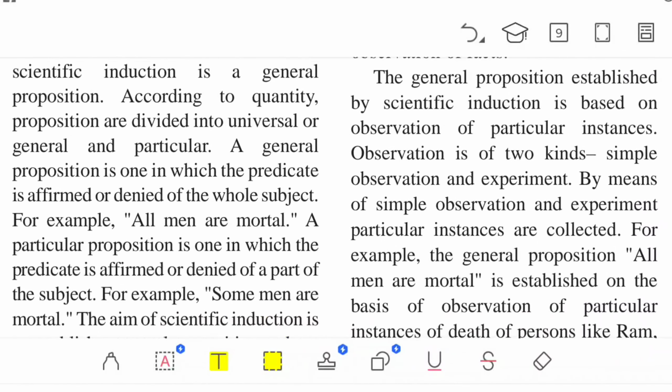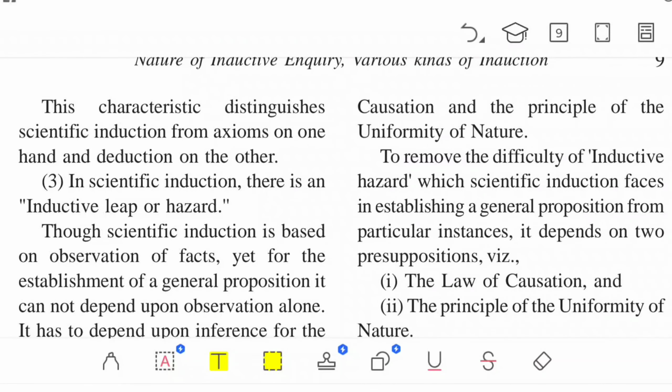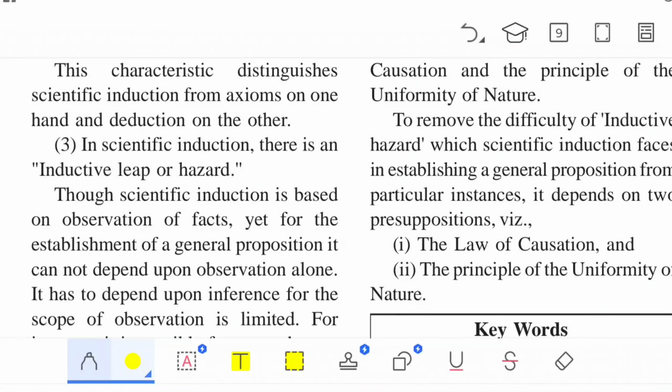Without observation we cannot get a conclusion in scientific induction. And the third point is that in scientific induction there is an inductive leap or hazard. Since scientific induction is a proper induction, there must be an inductive leap. There must be an inductive leap or hazard, okay.